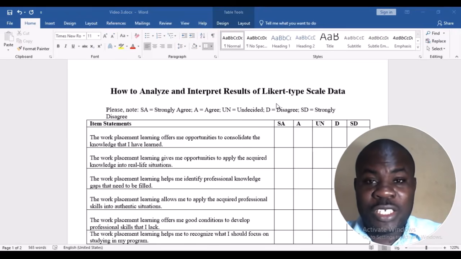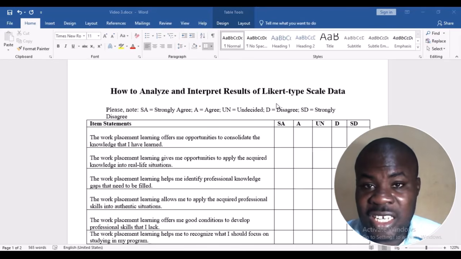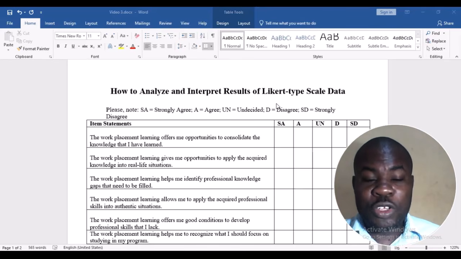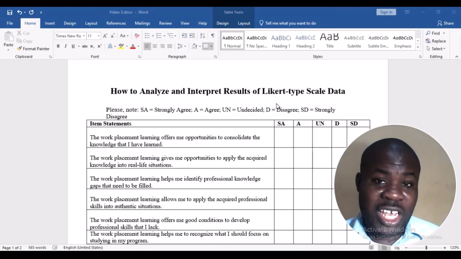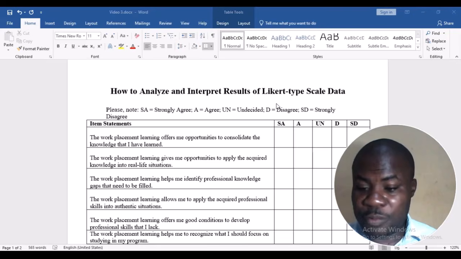Today, I'll be demonstrating how you can analyze and interpret results of Likert-type scale data. So, if you have collected a data set from students, for example, who have undertaken a certain program or who have written certain examinations, and you may want to learn their perception, you may want to see how they feel about that particular program. You may want to get feedback from the students.